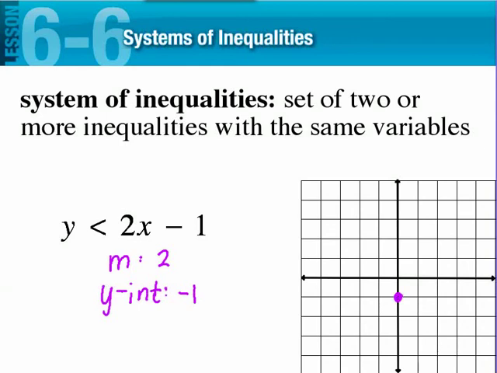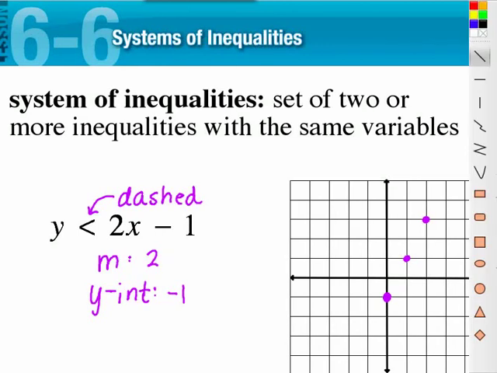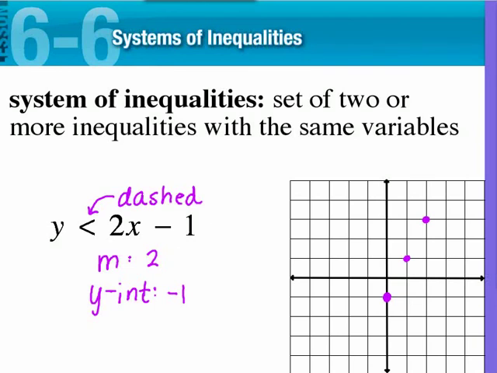Then I'm going to graph a slope of 2. A slope of 2 means you do what from this point? Up 2 over 1. Now since this is an inequality, I have a potential of having a dashed line or a solid line. Is this a dashed line or a solid line? It is dashed, because there is no equal to. So I'm going to draw in a dashed line. And there's my dashed line.